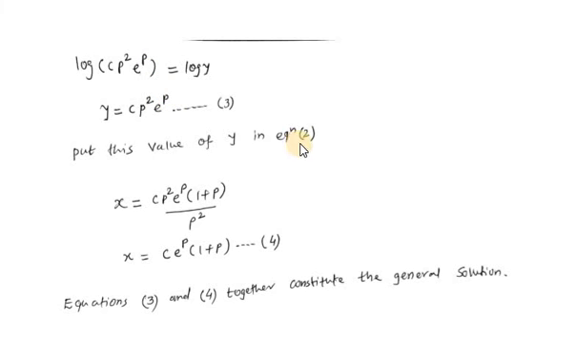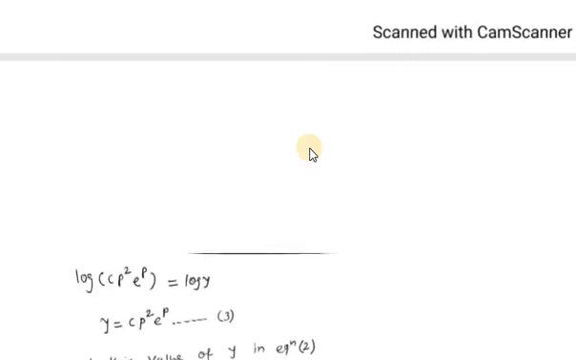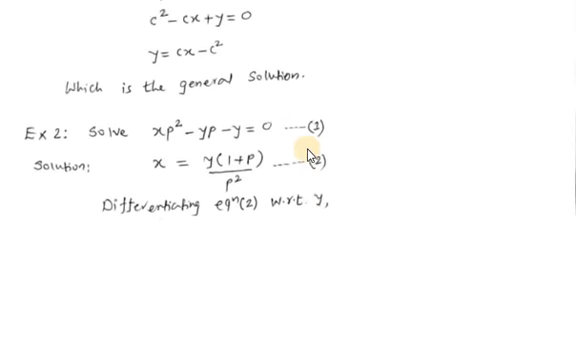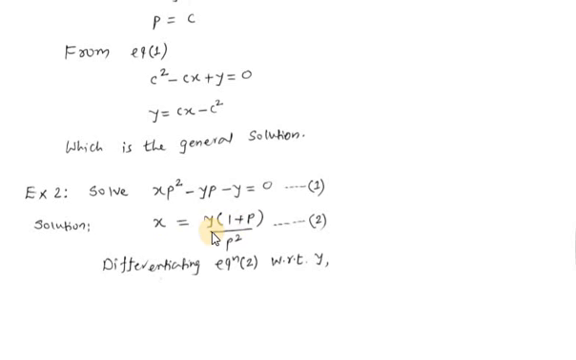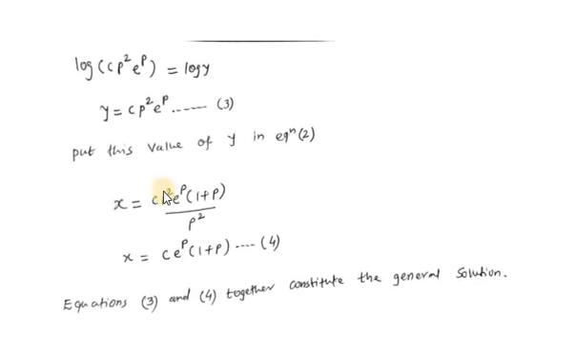Now put this value of y in equation 2. See equation number 2, that is this one. Okay, we have to replace y by this value. So x equals to c p square into e raised to p into (1 plus p) over p square. So one time this p square will cancel out. We have x equals to c into e raised to p into bracket 1 plus p. So this is equation number 4. So equation 3 and equation 4 together constitute the general solution.